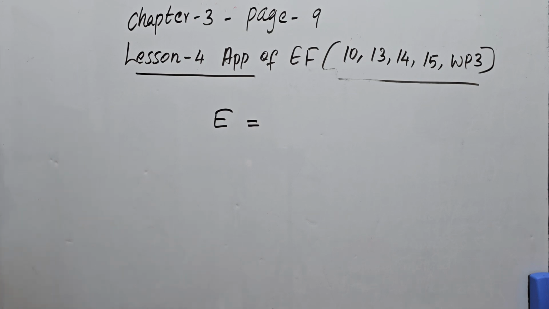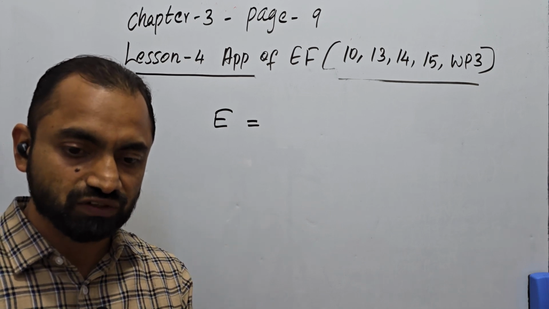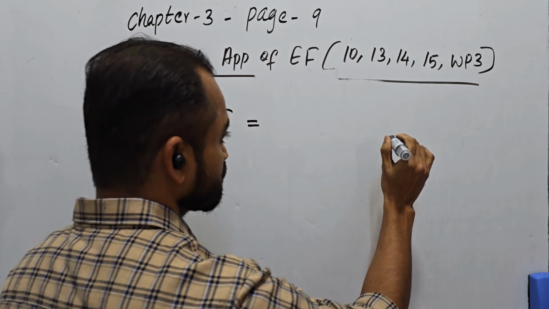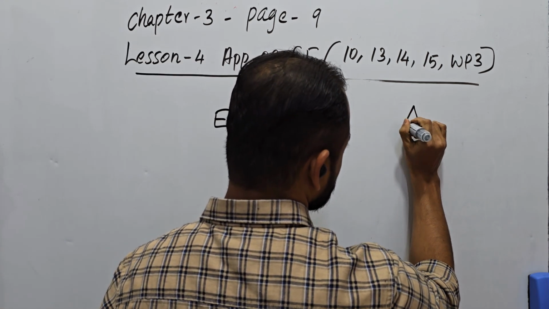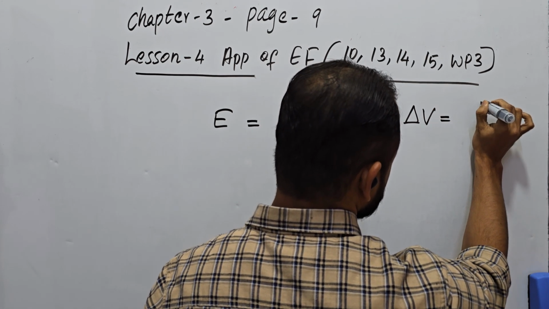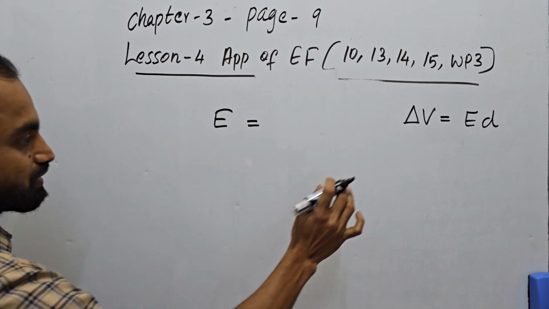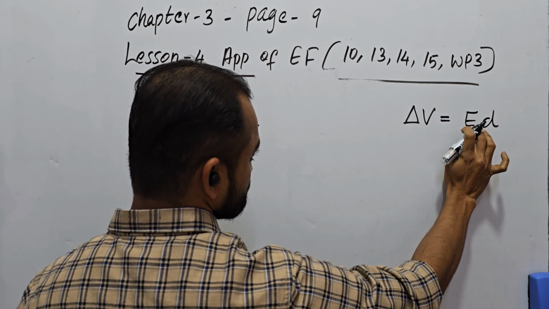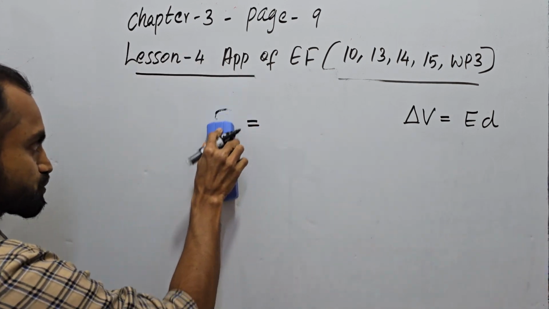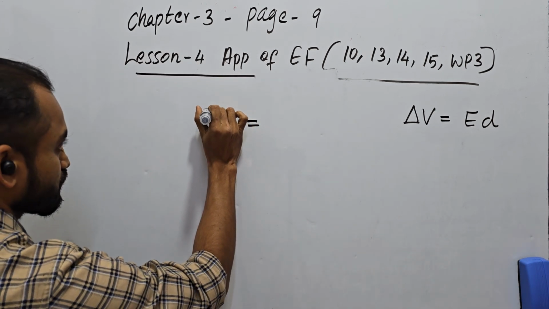Then next topic. So first what we did? We did the potential difference, right? How to calculate the potential difference between two plates. That we have done, right? What did you study in the last two questions? How to calculate the potential difference between two metal parallel plates, right? ED, correct? ED, okay? Then this is electric field, okay? So if I write energy also E, you will be confused. Okay, so I will write W, okay?